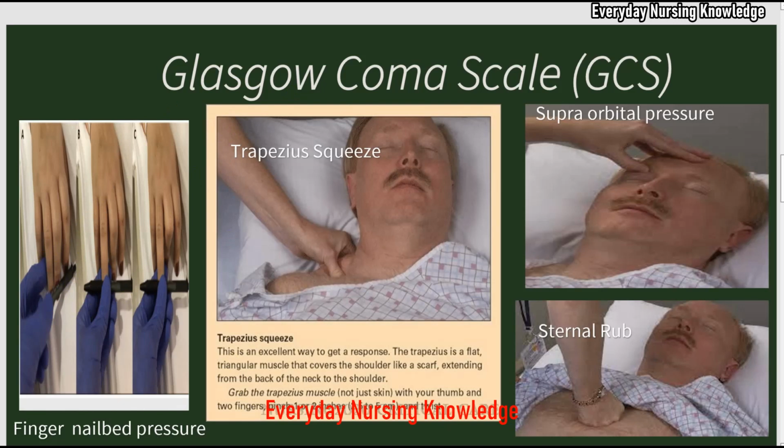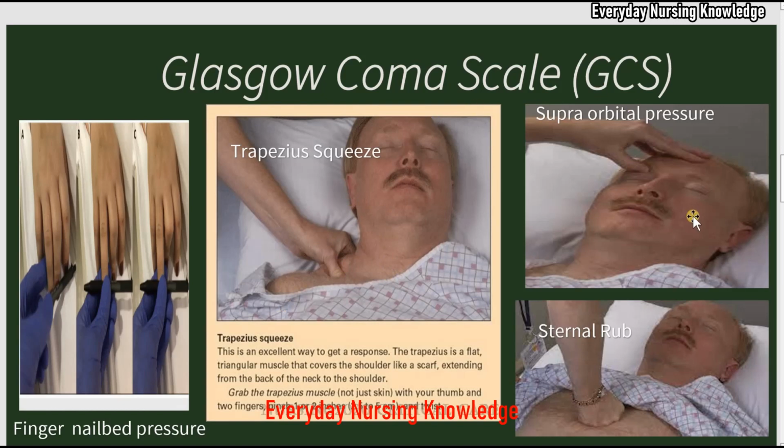Now, the central stimuli involves trapezius squeeze, supraorbital pressure, and sternal rub. Trapezius squeeze, you are squeezing the trapezius muscle. This trapezius muscle extends from the back of the neck to the shoulder, and you have to squeeze this muscle by using your index and two fingers for about 1 to 2 inches, and you see the patient's response.